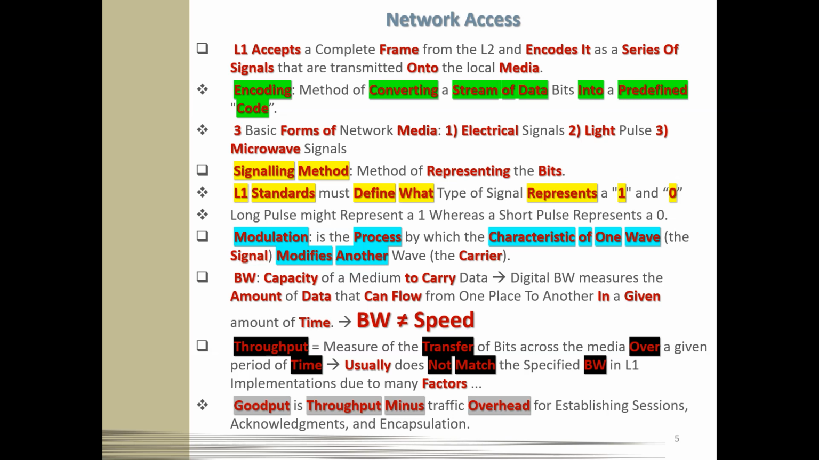The definition for bandwidth brings us to the next definition, that is throughput.